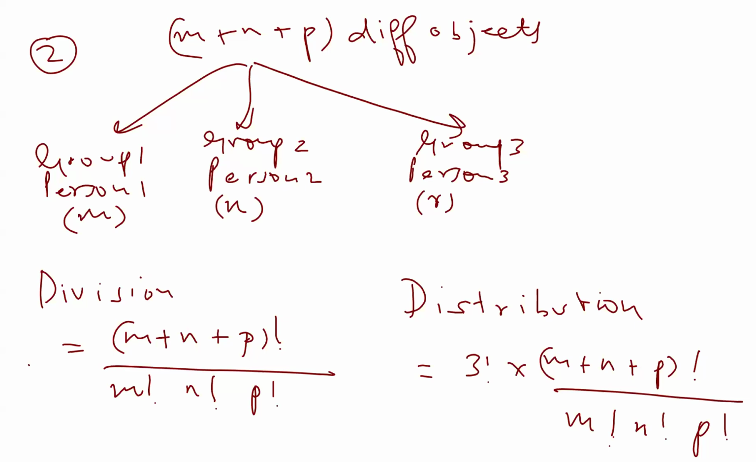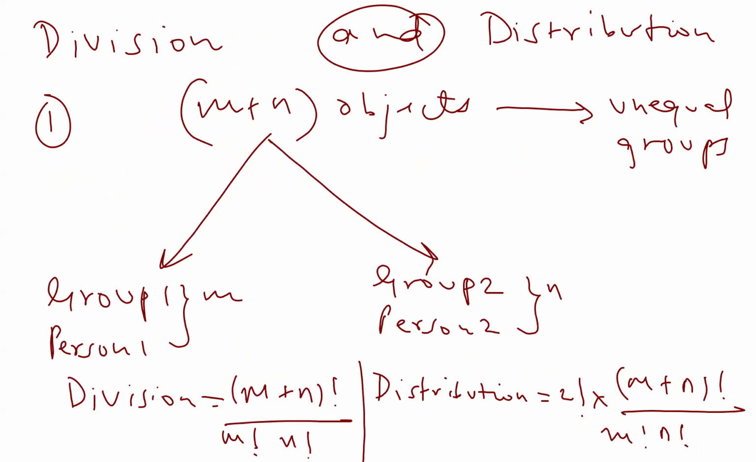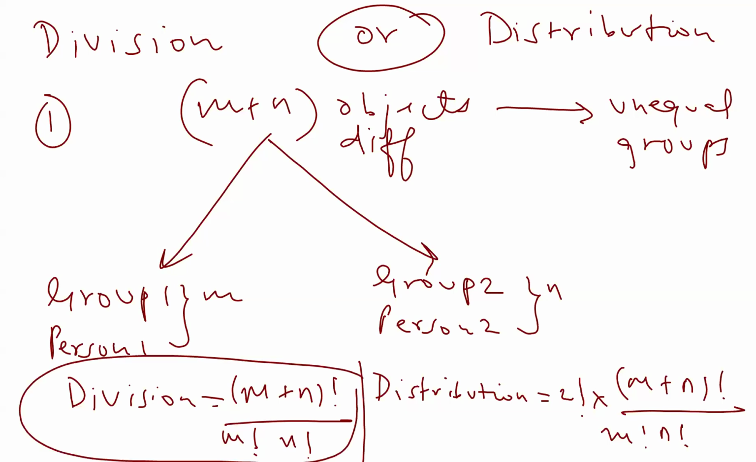So basically the next concept is division and distribution. Now see, basically if there are m plus n objects, and these are different objects, not same objects, so m plus n objects are supposed to be divided into two groups, that is group 1 and group 2. Group 1 will get m objects and group 2 will get n objects. So this division can occur in this many number of ways.